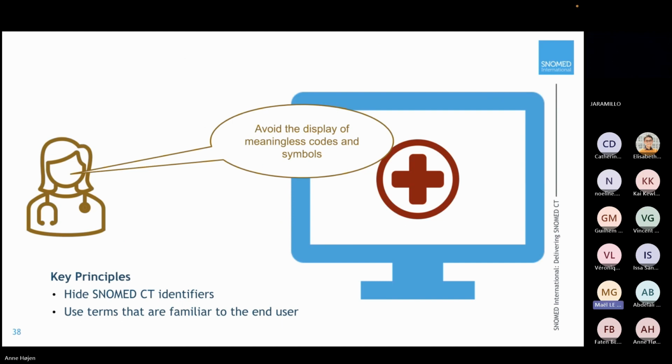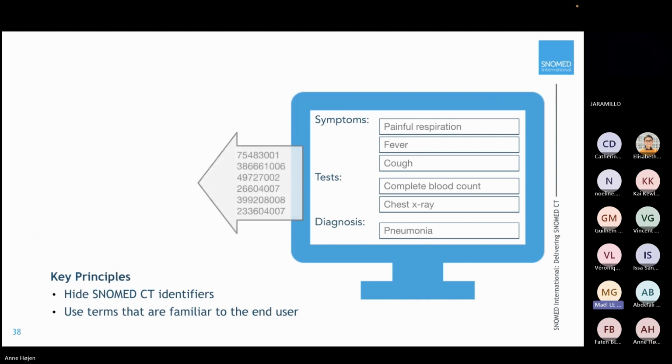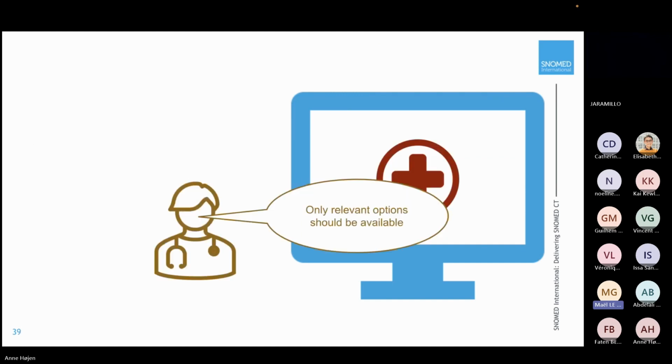So the key principle is that SNOMED CT in the user interface should hide the identifiers, and they should use the terms that are familiar to the users, because the codes don't make sense. This could be a very bad implementation where you have the codes, and that would not be very helpful for a clinician. You need to show the terms as you have it here. The codes are used and important, but not for clinicians, but for query and exchange. So it's important that the identifiers are stored. So that's also a requirement.